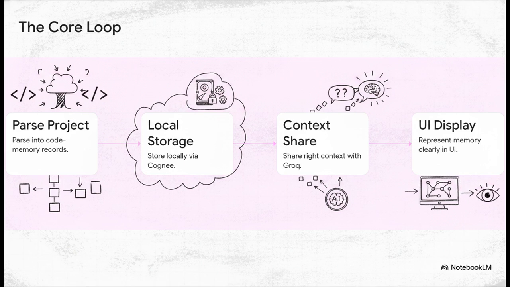Then it converts this into a structured memory model, stored locally using Cognee. This creates a highly searchable knowledge graph of your entire codebase. So when you ask a question, it retrieves only the exact right context, shares just that context with Groq for a grounded answer, and then represents everything visually in the UI.